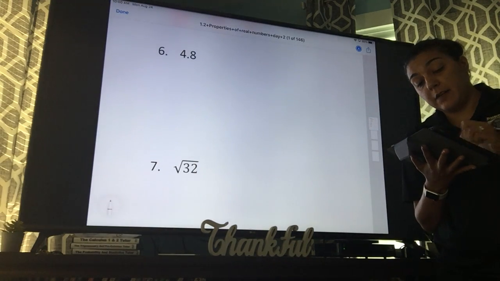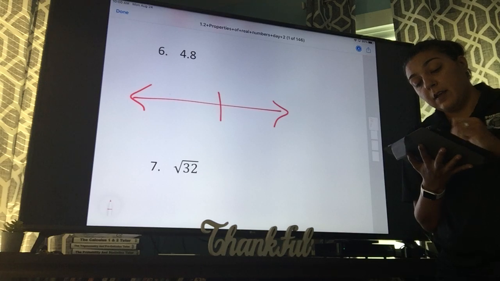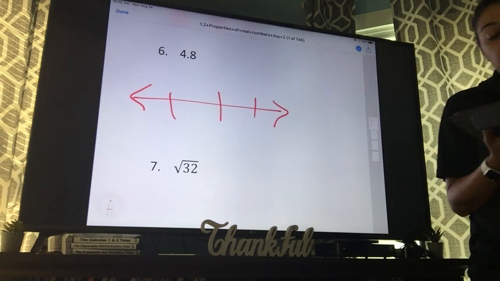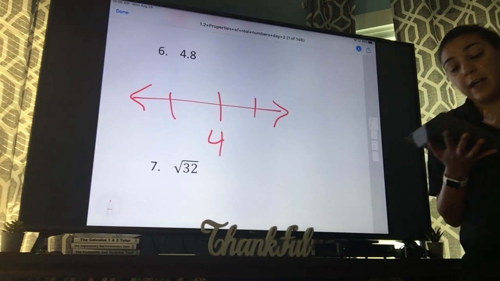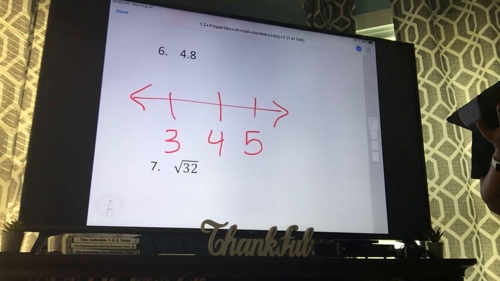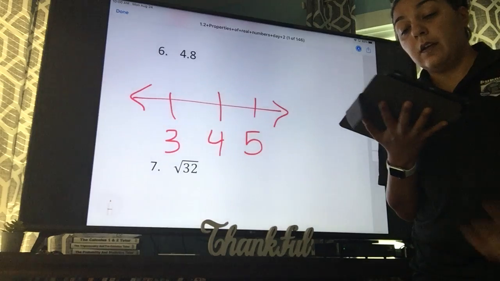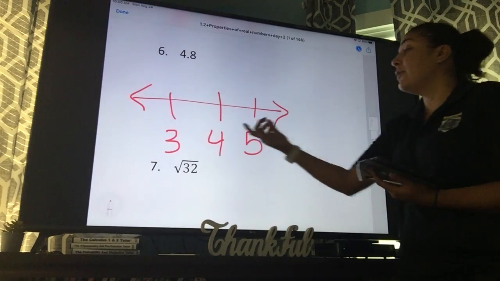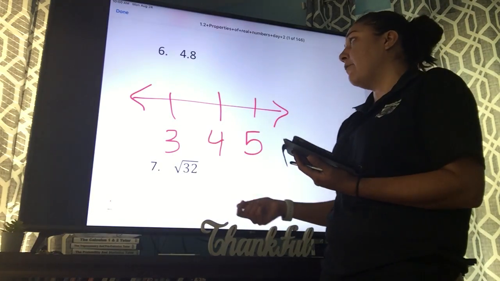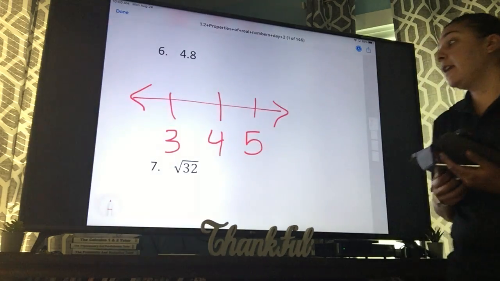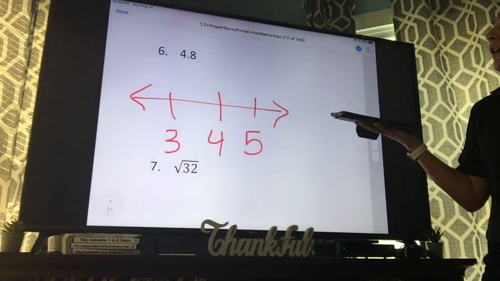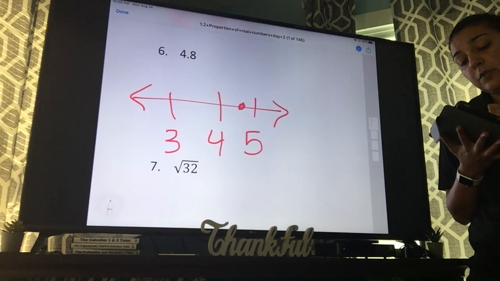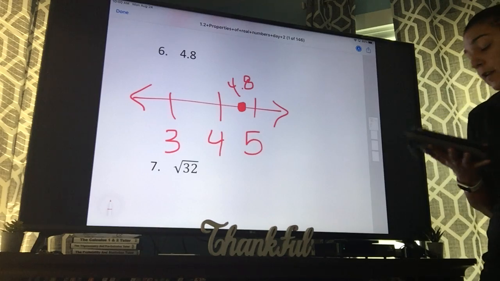Okay, the next one is negative, or not negative, 4.8. Okay, draw your number line, your 3 tick marks. Our center number is going to be 4. And we're going to go 1 up, 1 down. So 3 and 5. And 4.8, is that closer to the 3, closer to the 5, right by the 4? Okay, it's 4.8. And I swear to God, I think I did this one earlier. I could be wrong, but so it's going to be somewhere closer to the 5. So, and it's 4.8. Okay?